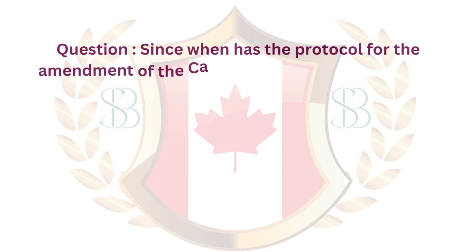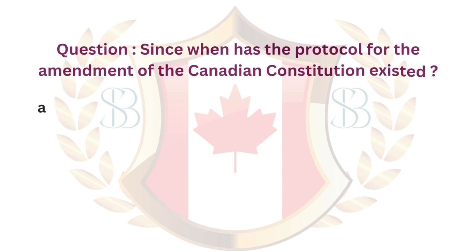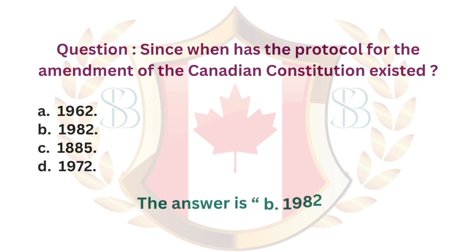Question. Since when has the protocol for the amendment of the Canadian Constitution existed? A. 1962. B. 1982. C. 1885. D. 1972. The answer is B. 1982.